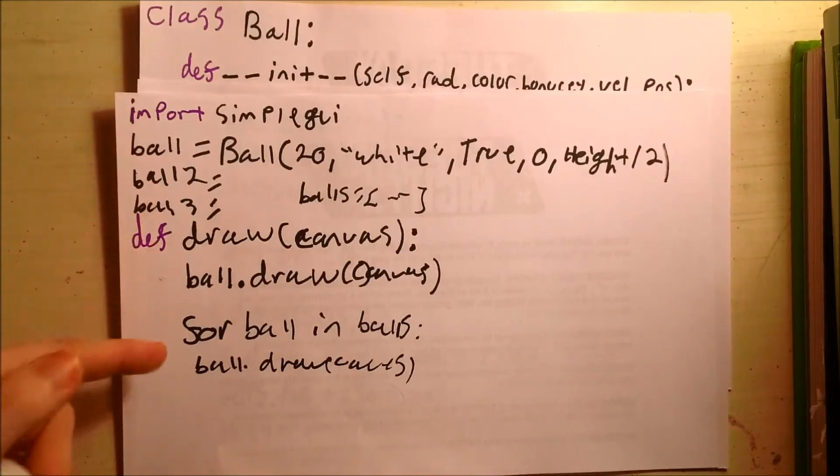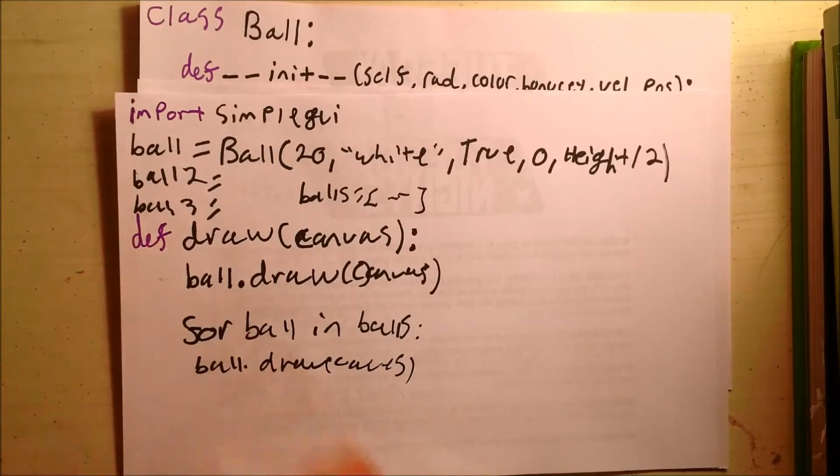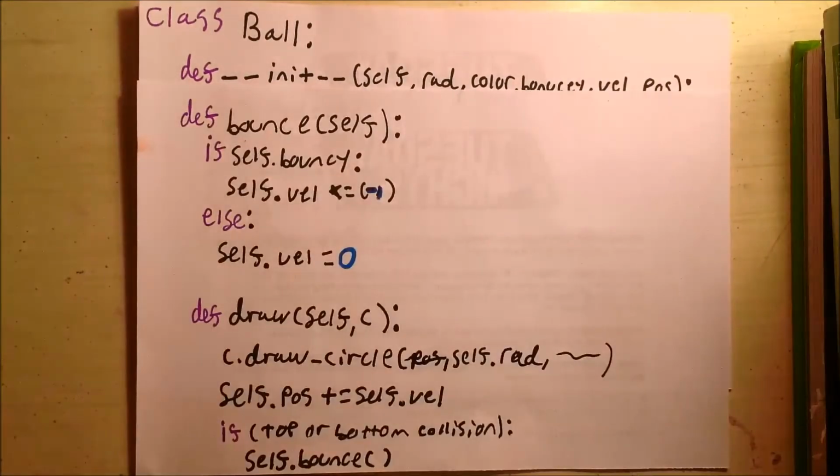So then, ignoring these for a minute, the draw function is just a normal draw function, def draw with a canvas object, except it's not that simple. What would we want to do in the draw function? Well, we'd want to say draw a circle representing the ball and update the velocity and check for collisions, but wait. I did all of that already. I did it in the draw function of the ball class.